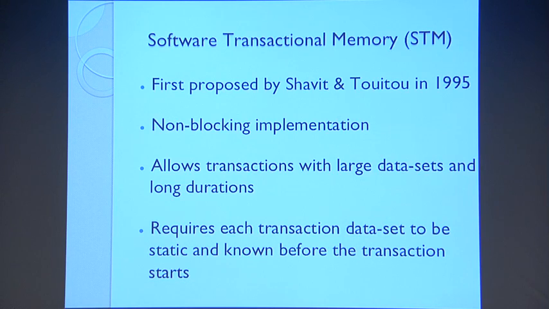Their problem was that in their 1995 proposal, each transaction's data set had to be static, meaning I will know exactly where my critical region is going to access, what memory locations it's going to access. And it also needs to be known before the transaction starts. So it was nice, but it wasn't very useful, and it didn't gain much attention.